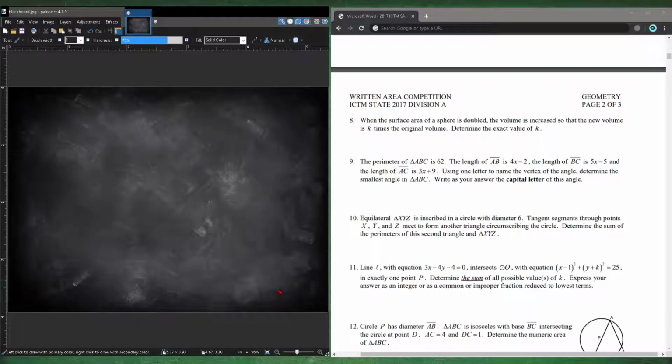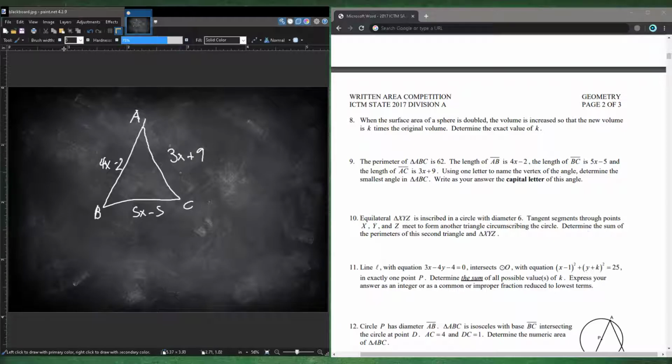Number 9, the perimeter of ABC is 62. Okay, so the perimeter of triangle ABC is 62. And the length of AB is 4x minus 2. And BC is 5x minus 5. So actually, I'm going to draw the picture. Okay, so let's say A, B, and C. That was a bad picture. Okay. AB is 4x minus 2. BC is 5x minus 5. And AC is 3x plus 9.